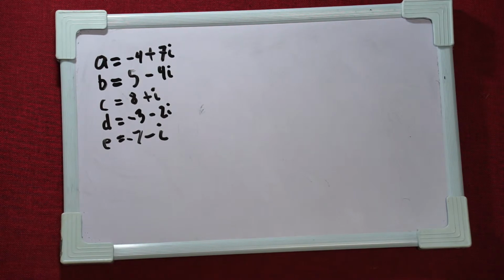Now I want you to solve these 5 complex numbers, which is a equals -4 plus 7i, and then 5 minus 4i, which is b, and 8 plus i, which is c, and -3 minus 2i, which is d, and -7 minus i, which is e. So pause the video and answer it first.